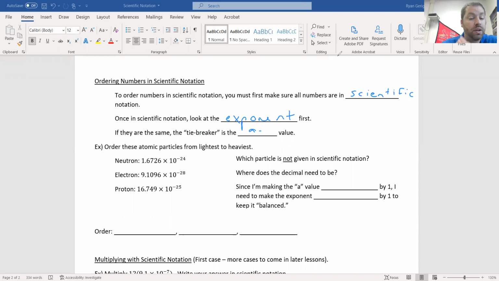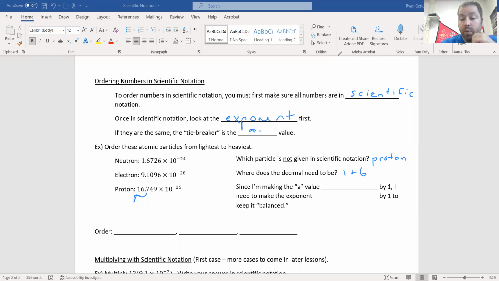All right. So order these atomic particles from lightest to heaviest. So from least to greatest. Which of those particles is not given in scientific notation? Hopefully you see that it's the proton. What's wrong with it? Well, A is 16.749. That's bigger than 10. The decimal needs to be between the 1 and the 6. All right, so it needs to be over 1. It's a really bad arrow. It needs to be over 1, still a bad arrow, but you get the idea.